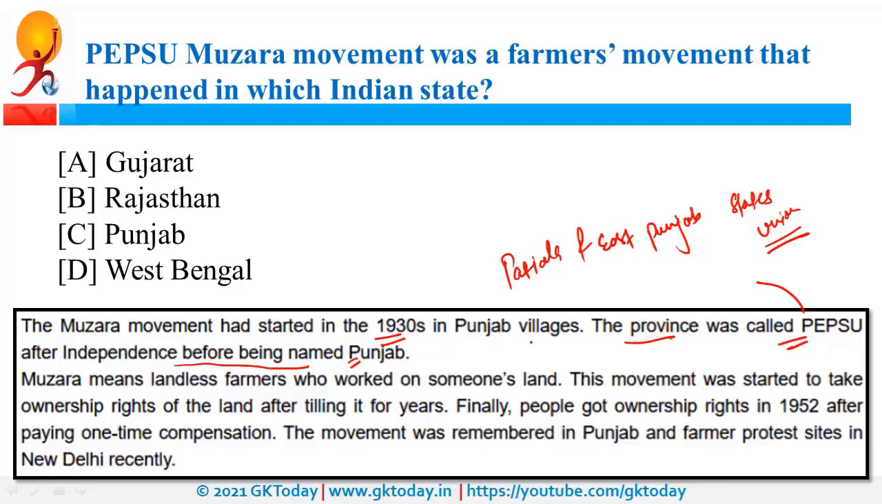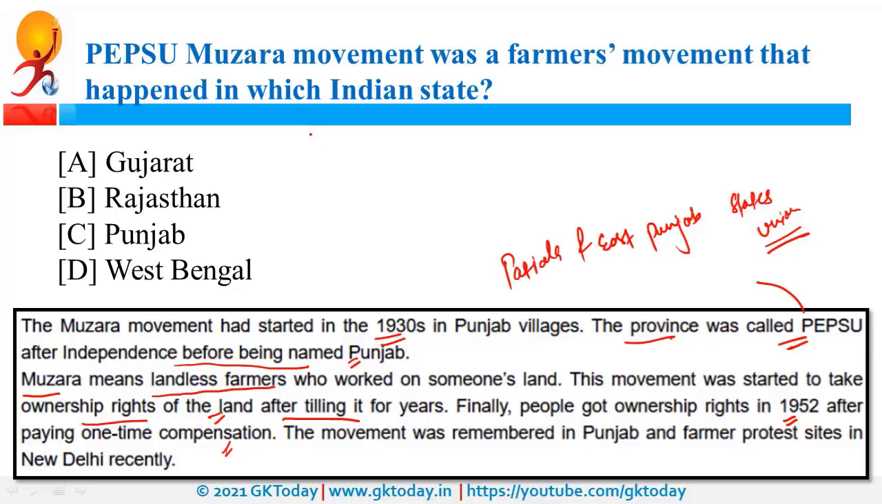This movement was started by landless farmers. In fact, the meaning of this term Muzara is landless farmers. These farmers were working on someone's land. Now this movement was started to take the ownership rights of that land after tilling it for years. Finally, the people got the ownership rights in 1952 after paying one-time compensation.